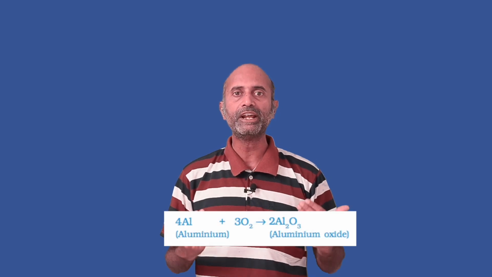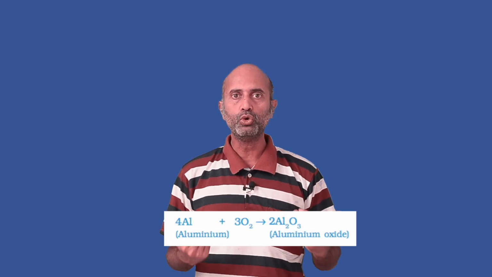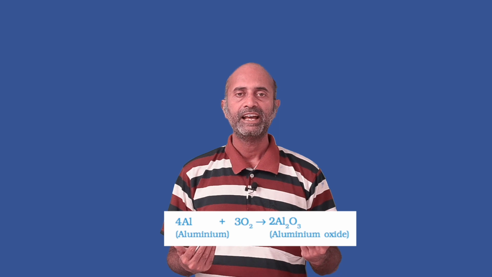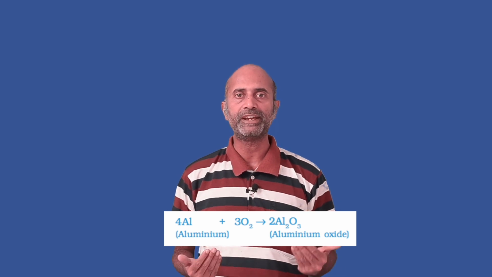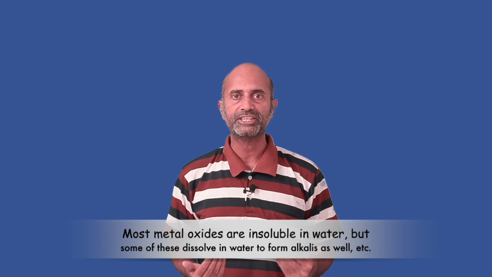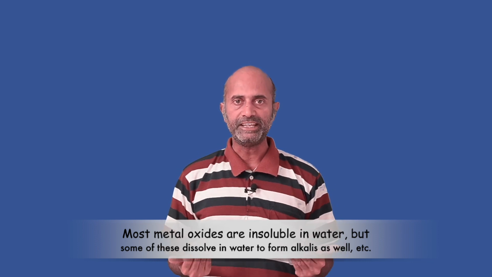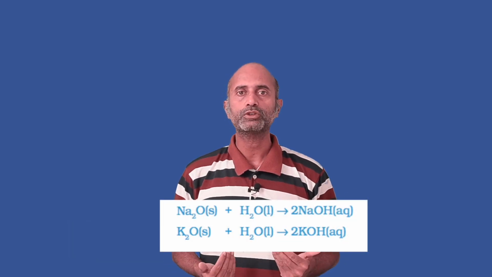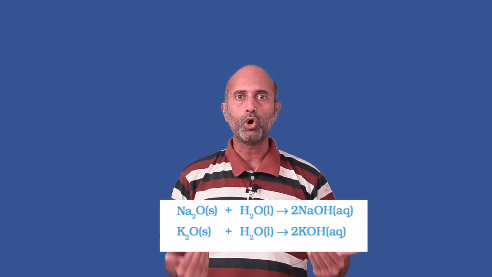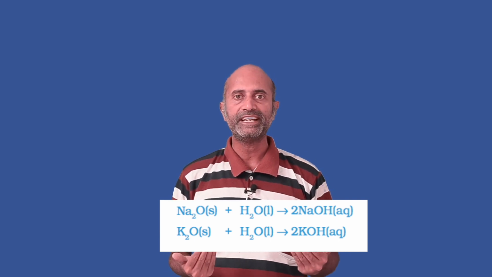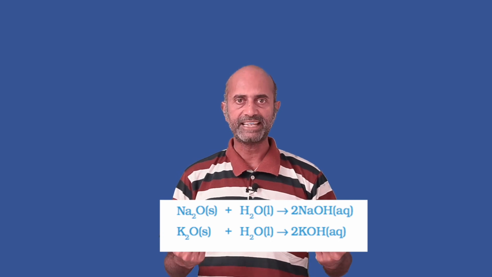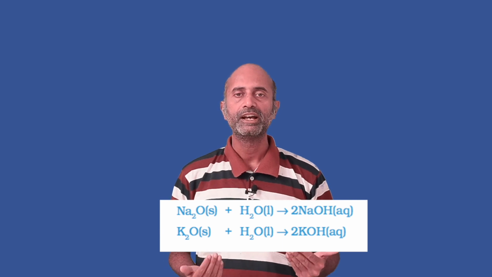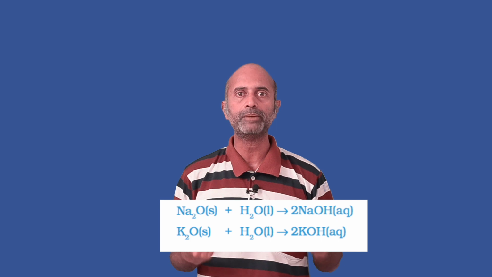Another example is 4Al plus 3O2 gives 2Al2O3, where Al stands for aluminium, O2 stands for oxygen, and Al2O3 stands for aluminium oxide. Most metal oxides are insoluble in water, but some of these dissolve in water to form alkalis as well. For example, Na2O stands for sodium oxide, H2O stands for water, and NaOH stands for sodium hydroxide. Another example is K2O stands for potassium oxide, H2O stands for water, and KOH stands for potassium hydroxide.